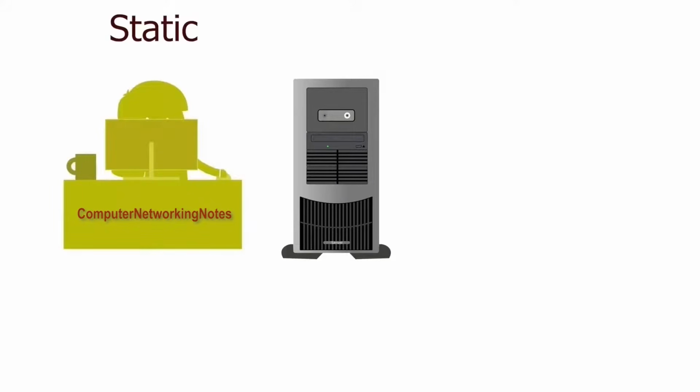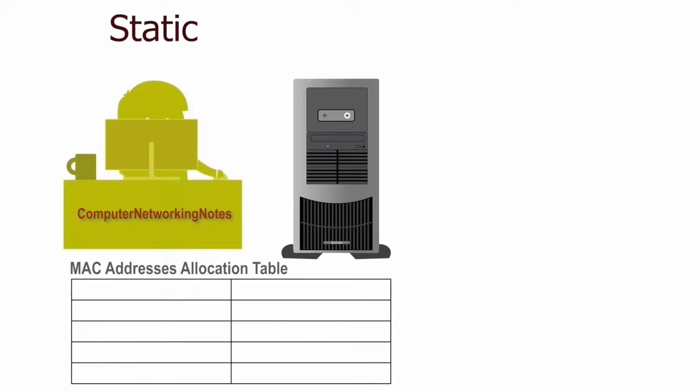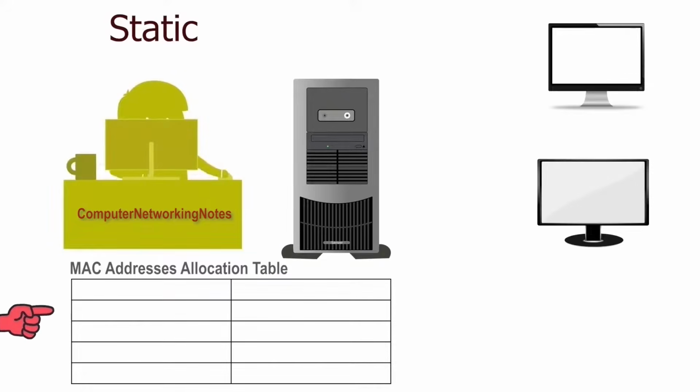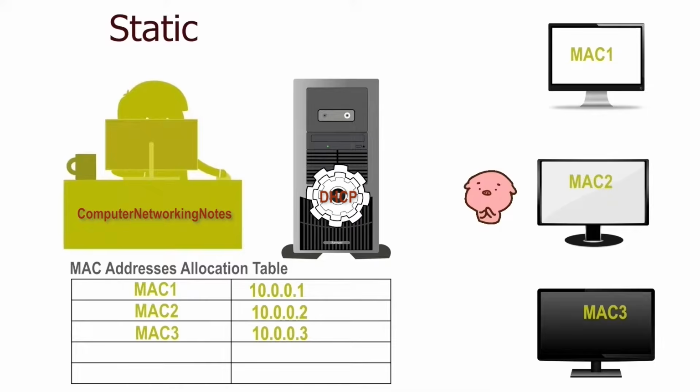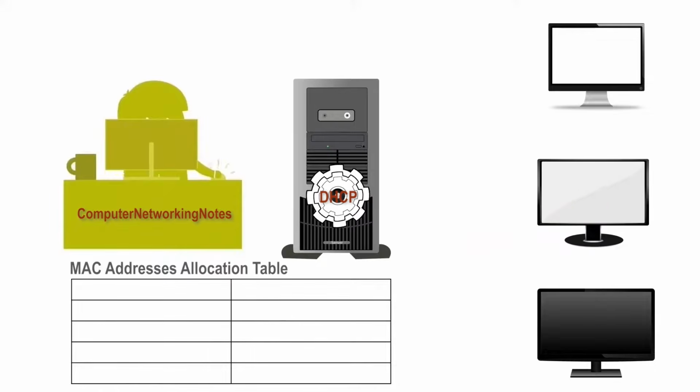In the static method, you configure an allocation table on the DHCP server. In this table, you add the MAC addresses of all clients and assign an IP configuration to each client. The DHCP server uses this table to assign IP configurations. When a client requests an IP address, the server looks up the client's MAC address in the table. If it finds a match, it returns the corresponding IP configuration.